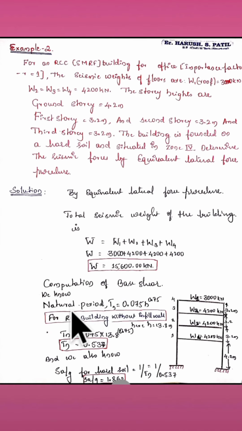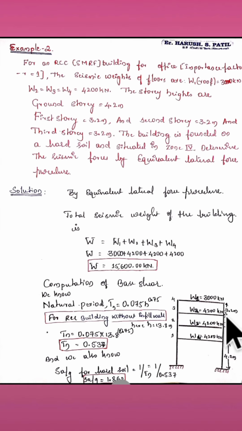Now we'll calculate the time period or natural period. For buildings without infill walls, we'll consider this particular formula: Tn is equal to 0.075 into h raised to 0.75, for an RCC building without infill wall. What does h indicate? As I told you in the previous class, it is the height of the building from the base.